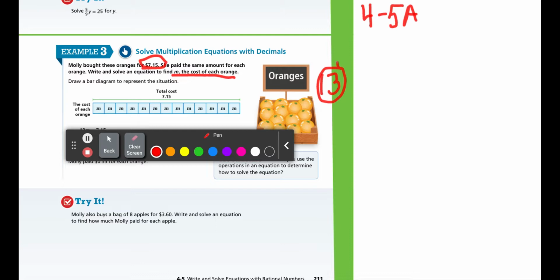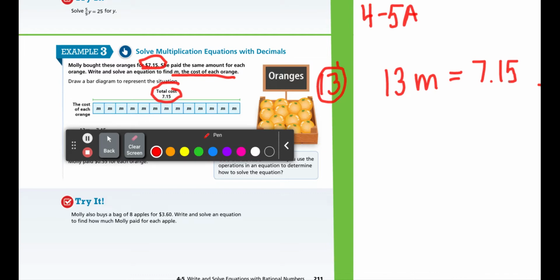So I see that there are 13 M's here. And the total cost is $7.15. So if we go to a store and we're buying oranges, I'm buying 1 orange, it costs M. I'm buying 2 oranges, it would cost 2M. Well, I'm buying 13 oranges, that would cost 13M. So what operation will we have to be doing with the price of the oranges and the number of oranges that we have? We will have to be multiplying here. 13M. So we have 13 oranges times the cost of each orange, and that's going to equal $7.15.